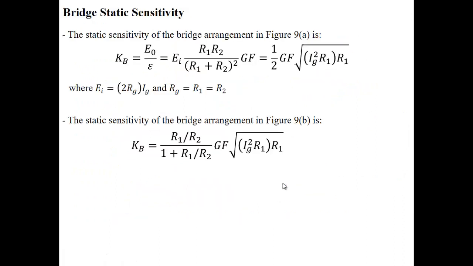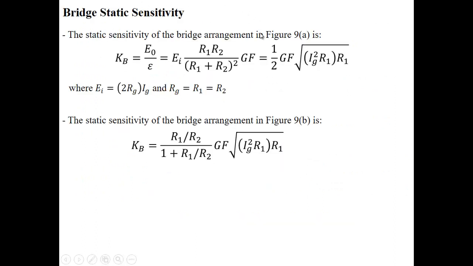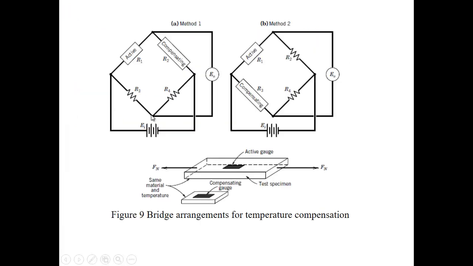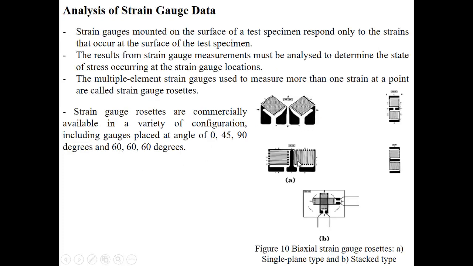Okay, now we go to the bridge static sensitivity. The static sensitivity of the bridge arrangement in figure 9a is calculated from this. This is how they calculate the static sensitivity, and then the static sensitivity for B. You can see the position of the compensating gauge is different from A to B. We get this equation from this general form in order to find the static sensitivity of the arrangement.